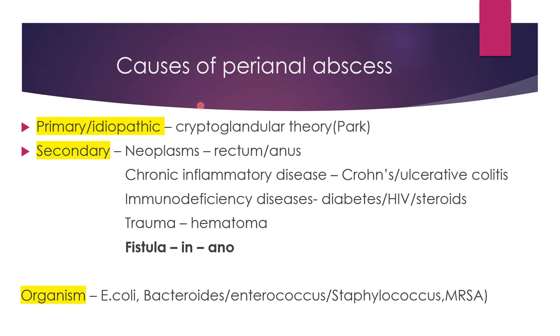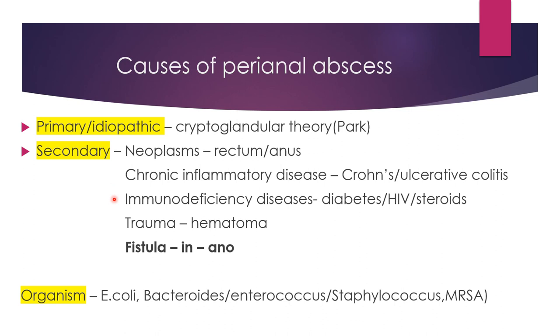What are the causes of perianal abscess? The cause of the perianal abscess, in the vast majority of cases, is primary or idiopathic. Okay, we are not sure what really causes the abscess. The most believed or accepted theory is the cryptoglandular theory of Parks, which I explained just now. Then secondary abscesses are much rarer, and important causes are neoplasms of the rectum and anus, and chronic inflammatory disease, especially Crohn's disease.